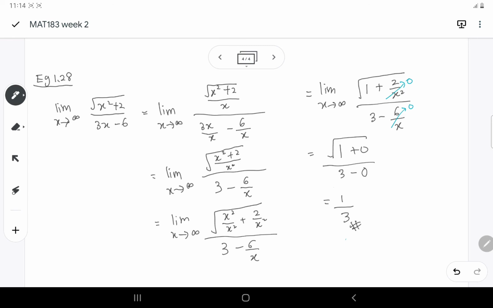Okay, I want to add another example, where the question is limit x tends to infinity, but this time we put the square root in the lower part, denominator. Yang ni square root dekat atas, kita buat lagi satu soalan contoh yang square root dia dekat bawah.